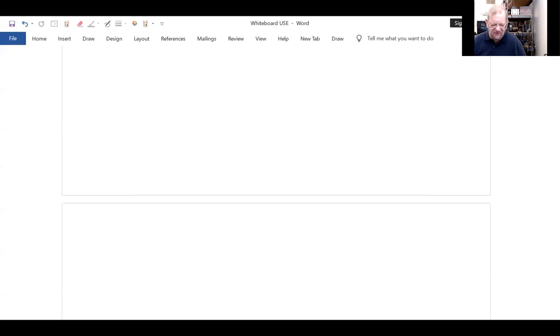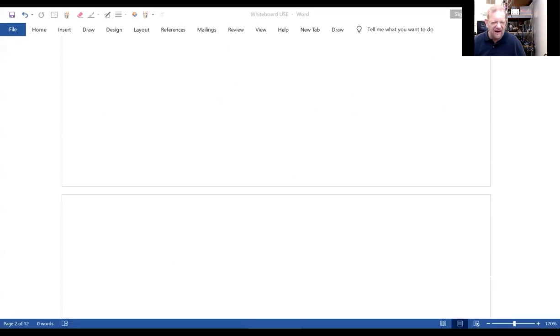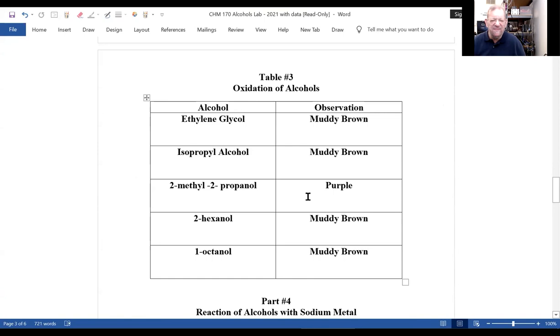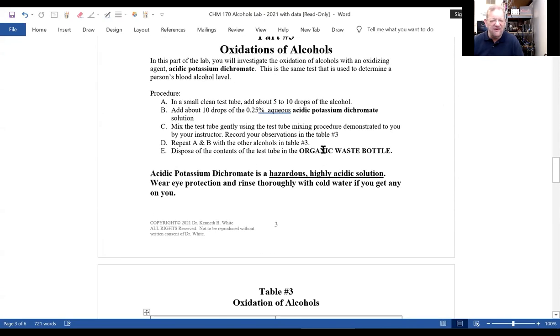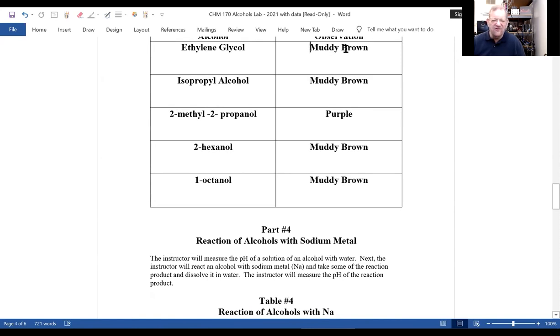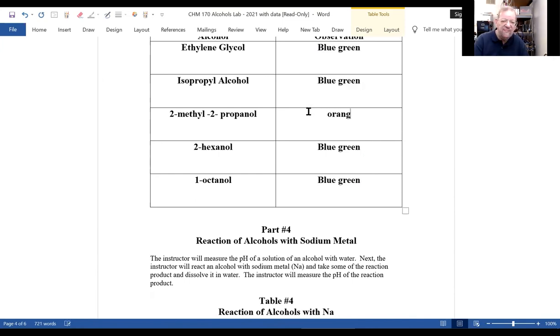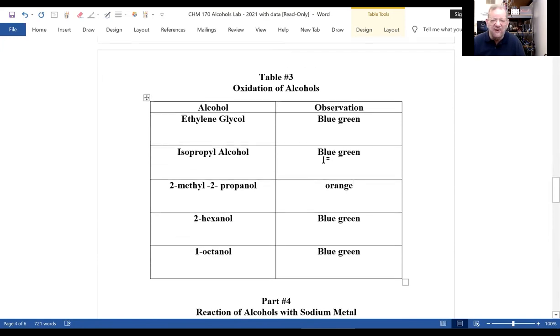And I think Dr. Wei made a mistake when I put in the data on this lab. I was thinking of another oxidizing agent. I'm going to change this, and I'll go back and redo this and post it again. Sorry about that. I was thinking of another. So I'll be reposting this.